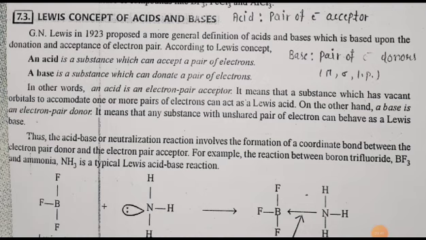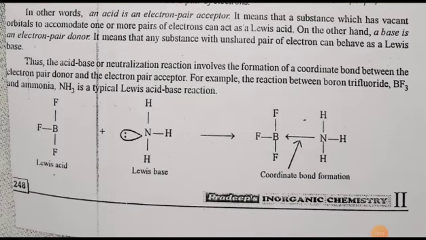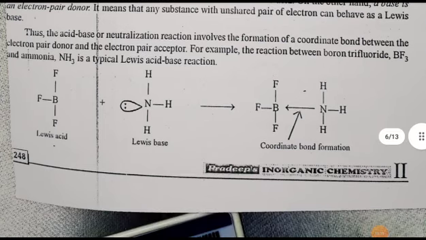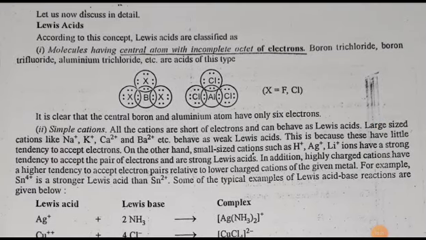It means that a substance which has vacant orbitals to accommodate one or more pairs of electrons can act as a Lewis acid. On the other hand, a base is an electron pair donor. It means that any substance with an unshared pair of electrons can behave as a Lewis base. Thus, the acid-base or neutralization reaction involves the formation of a coordinate bond between the electron pair donor and the electron pair acceptor. For example, the reaction between boron trifluoride BF3 and ammonia is a typical Lewis acid-base reaction. Let us now discuss in detail.